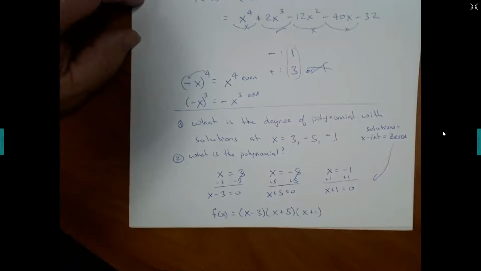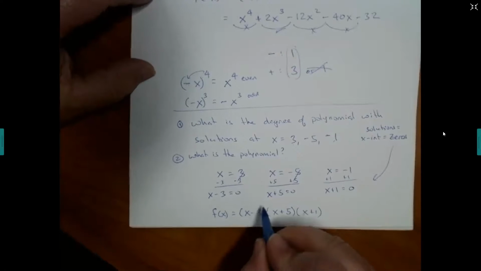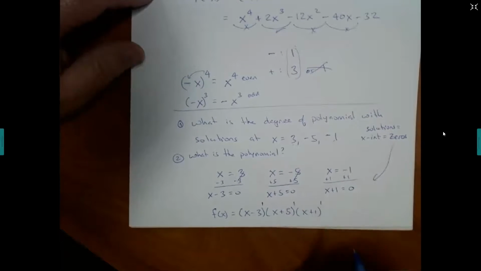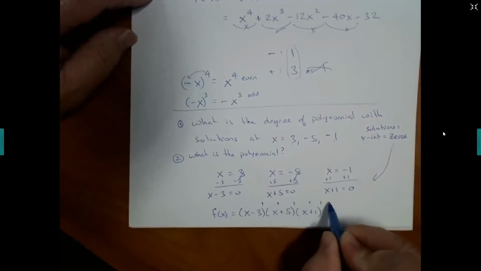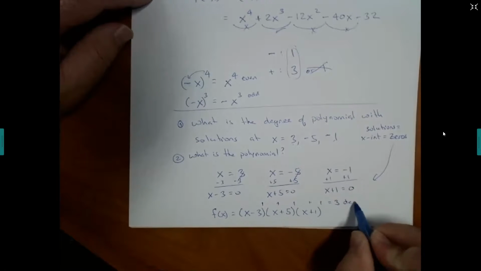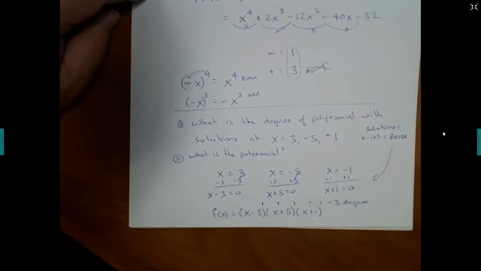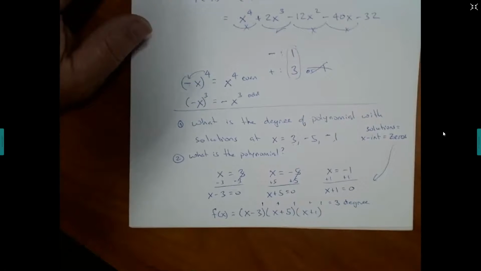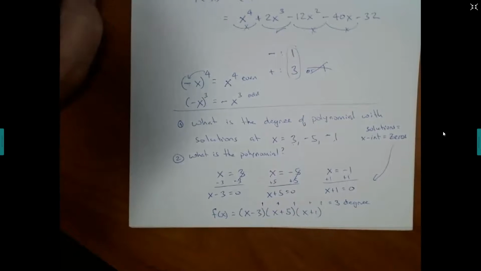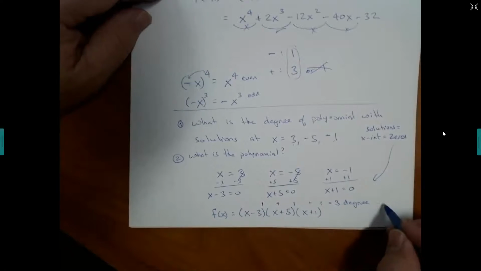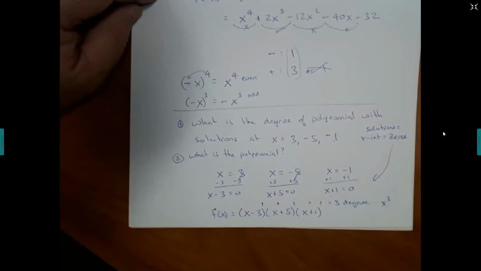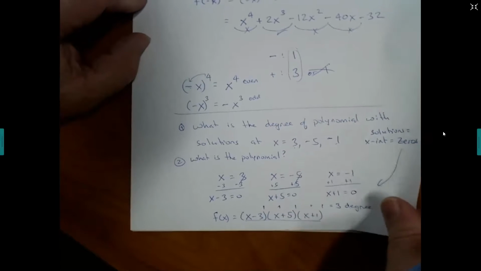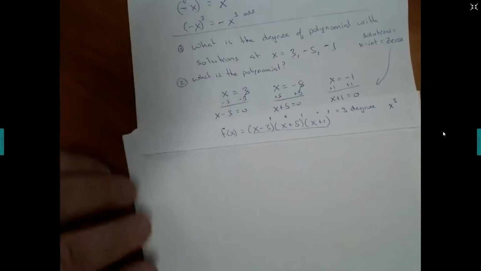Knowing this much, what's the degree of it? It's going to be 3. Right. The degree at this point, add up all the multiplicities and we get the degree. So since it's a third degree equation, we know that the highest exponent that we have will be x cubed. So now we just multiply these together.